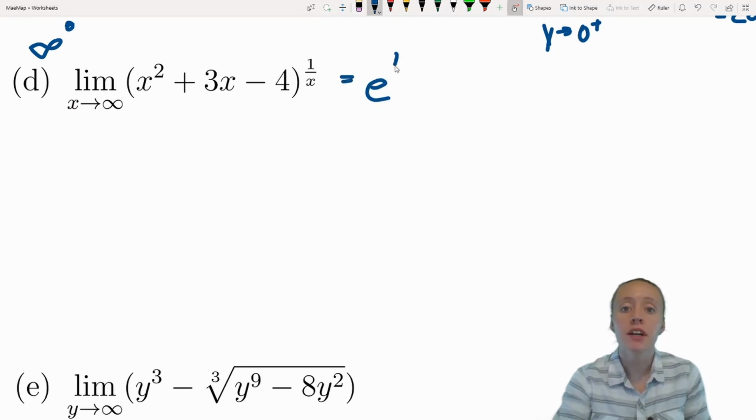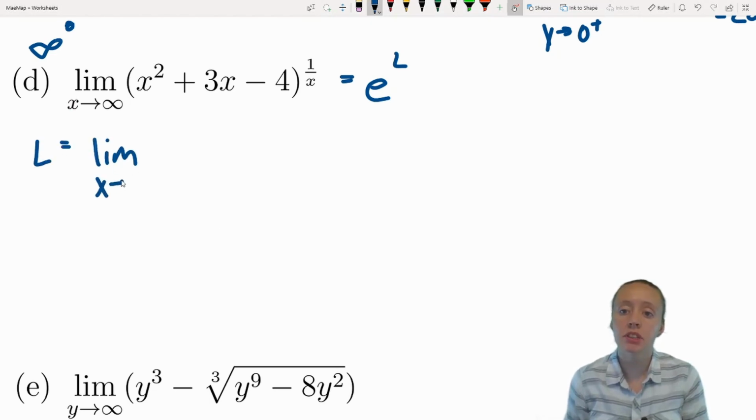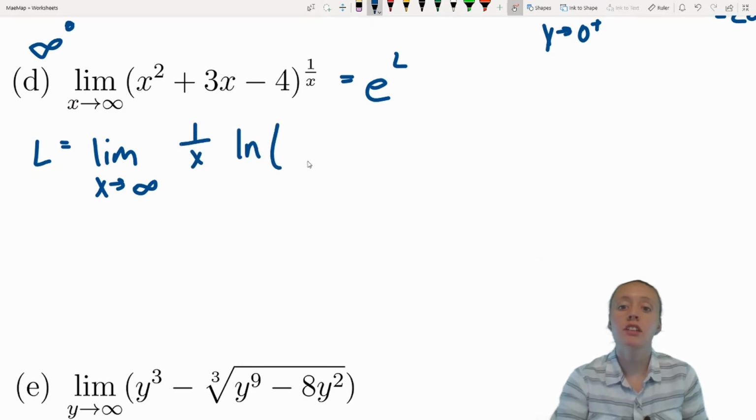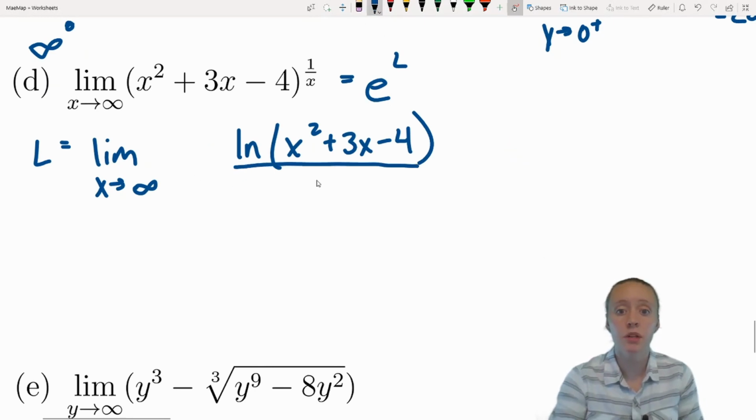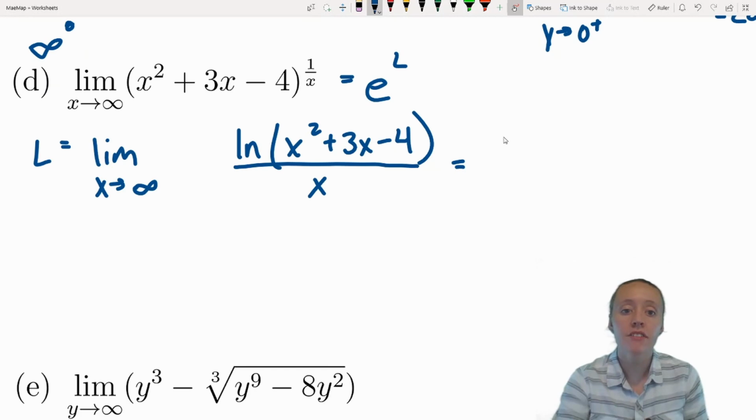So this is going to become e to the L, where L is equal to the limit as x approaches infinity of 1 over x, bringing that exponent down, because we're taking the ln of x squared plus 3x minus 4. And the nice thing about bringing that exponent down is, as opposed to writing it as 1 over x times the ln of x squared plus 3x minus 4, I'm going to write it as ln of x squared plus 3x minus 4 all over x. And we can see here, we're going to have infinity over infinity. So let's get started using L'Hopital's.